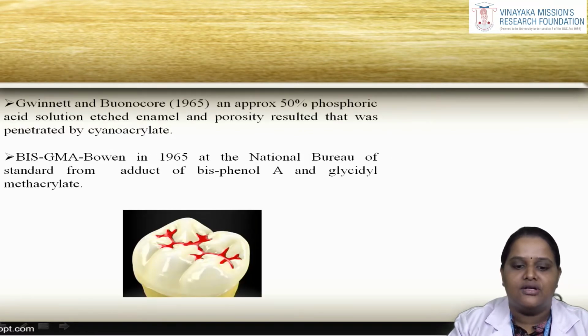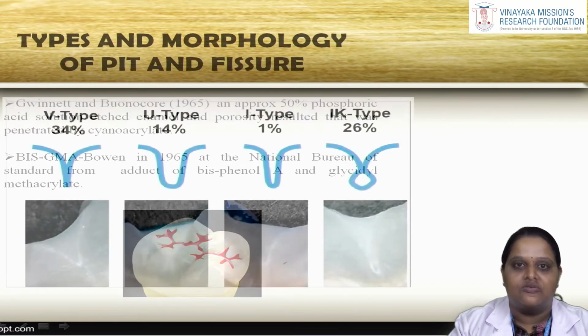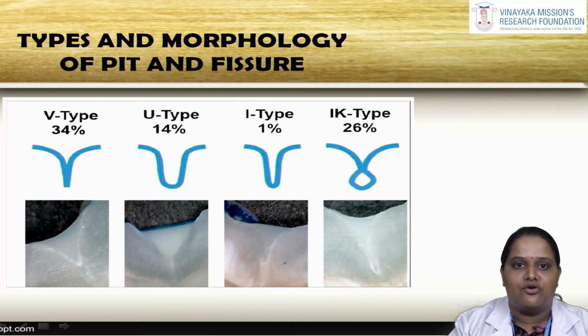Gwinnett and Buonocore in the year 1955 used an approximately 50% phosphoric acid solution to etch enamel, and the porosity that resulted was penetrated by cyanoacrylate. Bis-GMA was introduced by Bowen in the year 1962 at the National Bureau of Standards, from an adduct of bisphenol A and glycidyl methacrylate. Next is about the types and morphology of pits and fissures.